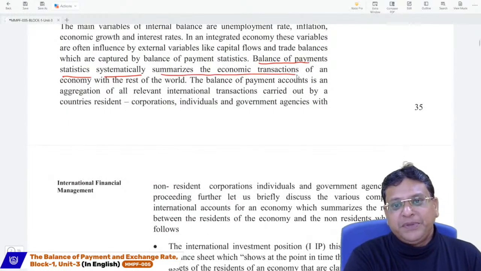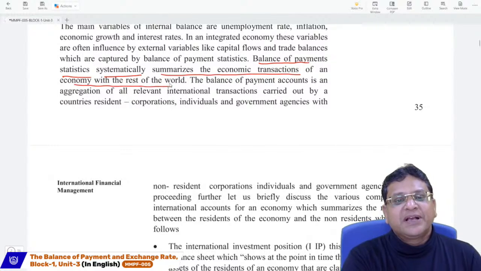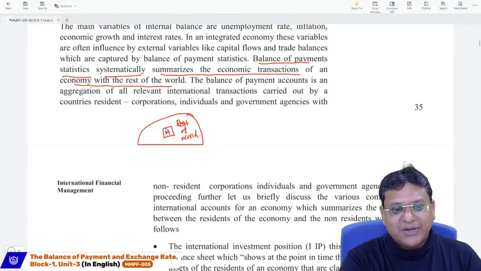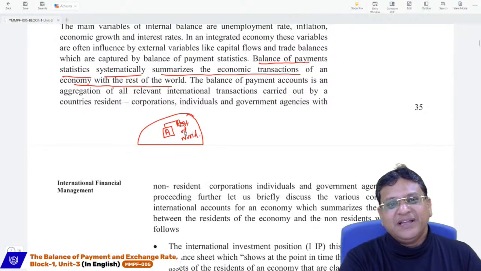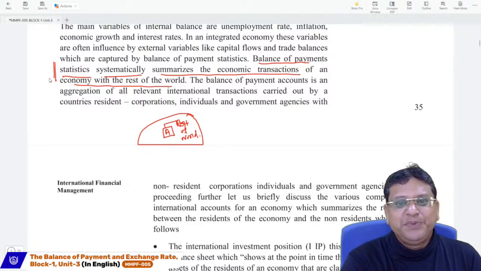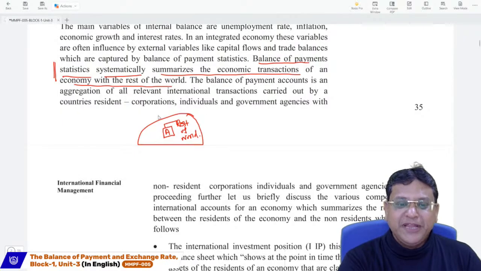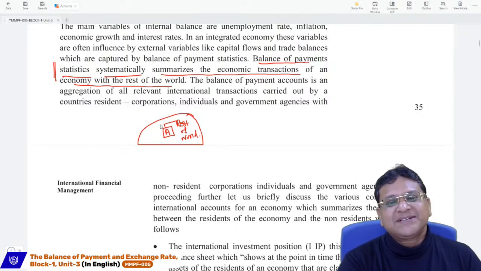For the purpose of BOP, the entire world is to be classified into two parts. What are the two parts? If it is the globe, then a country is there and others. A is the country, others are the rest of the world. So in this case, we will discuss the transactions between country A and the rest of the world. And this systematic record of the transactions between country A and the rest of the world is known as the BOP statement. So BOP is a statistical statement. It summarizes economic transactions of the economy of a country with the rest of the world.